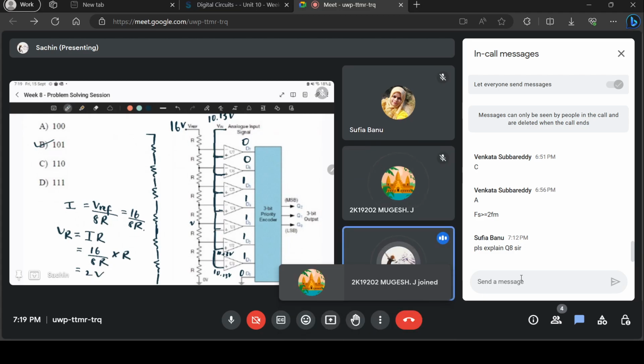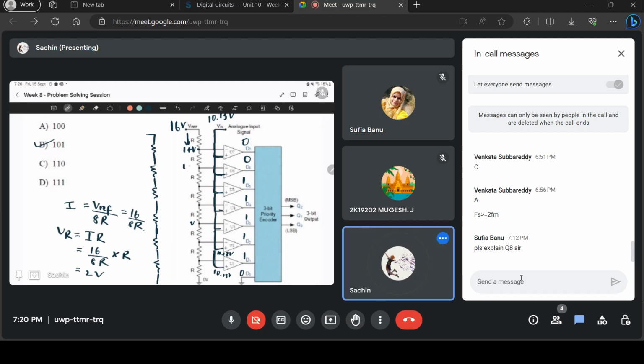Did you understand? Now you're starting at the top, you have 16 volts. So current will flow here and 2 volts will drop there. So this point will be at 14 volts, right?